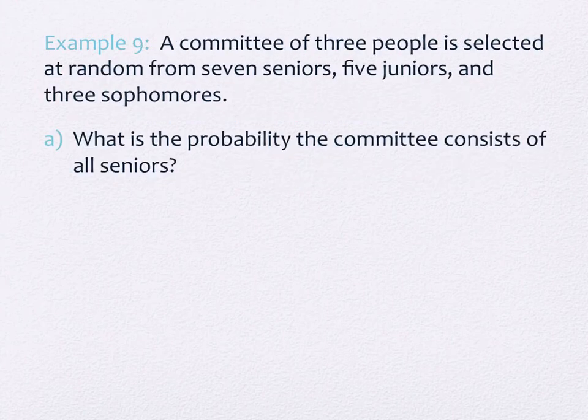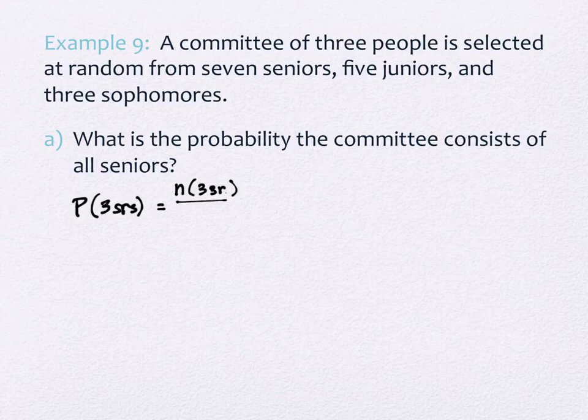So when I look at this problem and it asks about the probability of all seniors, I'm thinking about it like this. The probability of, and it's 3 seniors, will be the number of ways that I get 3 seniors divided by the number of ways I get any 3 of my students. Does that make sense? All right, I'm combining the 2 pieces together. The number of ways I get all the seniors, the number of ways I get, well, anybody.